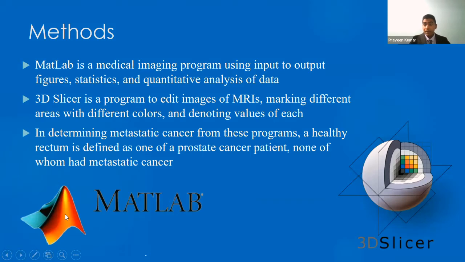Specifically for methods, we used two computerized programs. We used MATLAB, which is a medical imaging and coding program similar to Python and Java, to implement the code and test our statistics. And we used another program called 3D Slicer to mark up MRI images and distinguish different parts of the rectum. In determining metastatic cancer from these programs, a healthy rectum, or our control group, was defined as one of a prostate cancer patient, as none of these patients actually had metastatic cancer.